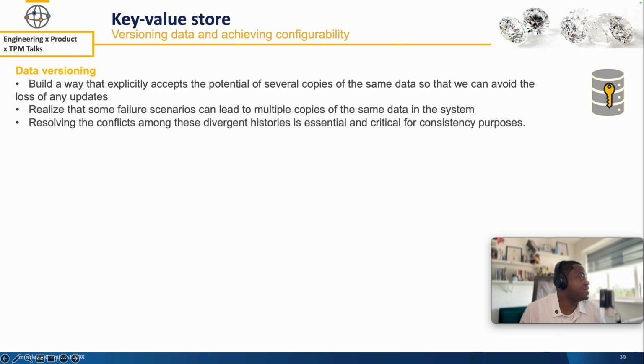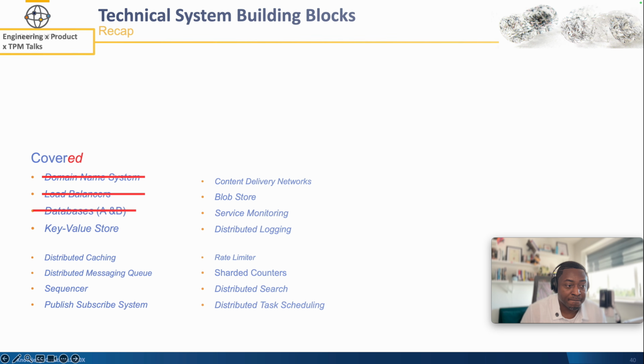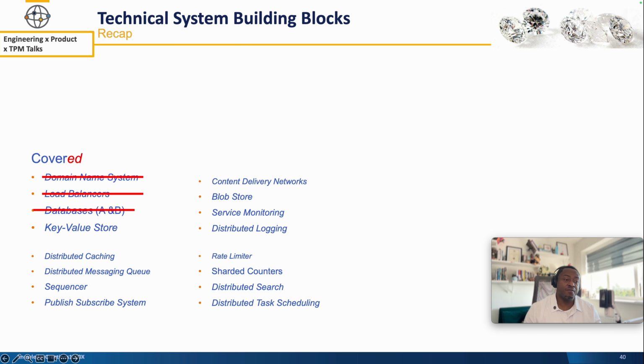So for data versioning, I'm just saying here that you need to build in a way that explicitly accepts the potential of several copies of the same data so that we can avoid the loss of any updates. We need to realize that some failure scenarios can lead to multiple copies of data in the same system, and we need to resolve the conflicts among those divergent histories for consistency purposes. We said we can use timestamps, we can use vector clocks, and provide context.